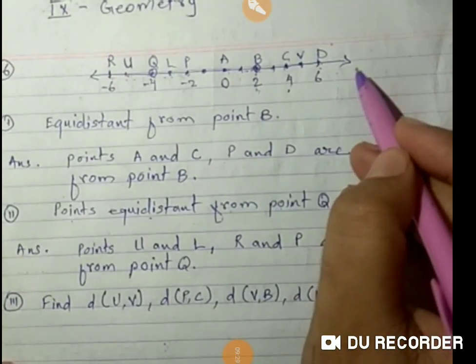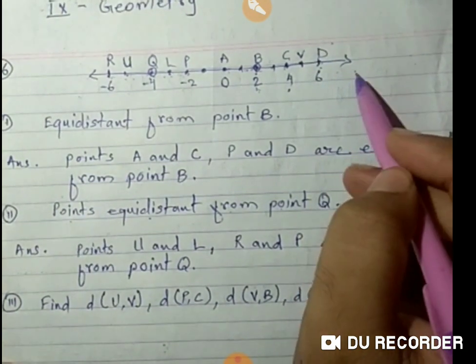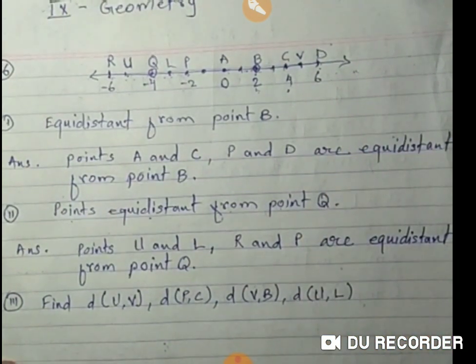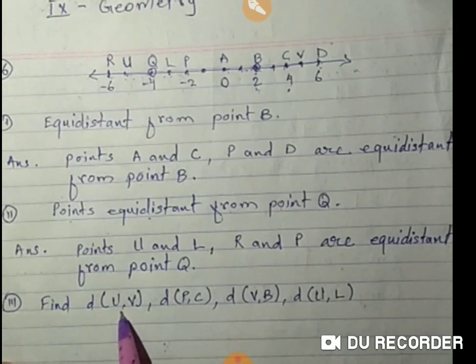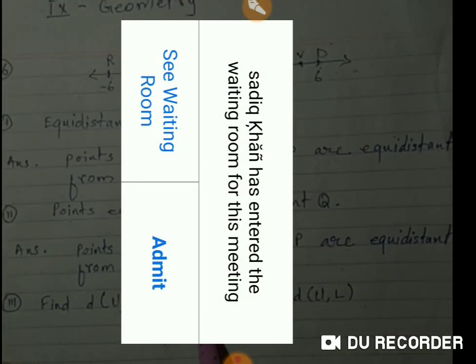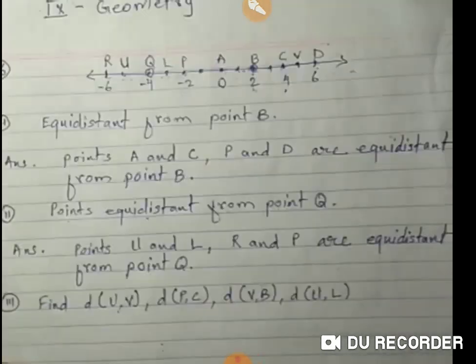This is our reference number line. With the help of this reference number line, we need to find out the distance between UV, the distance between PC, and the distance between VB.